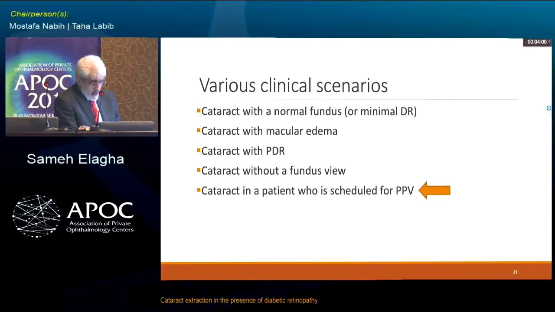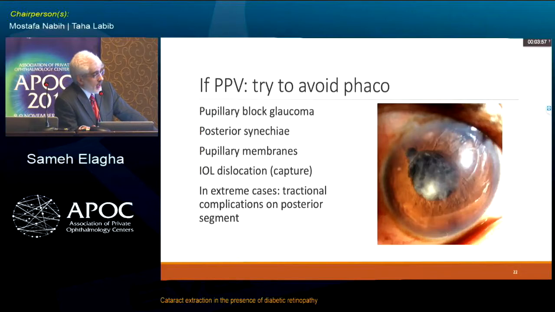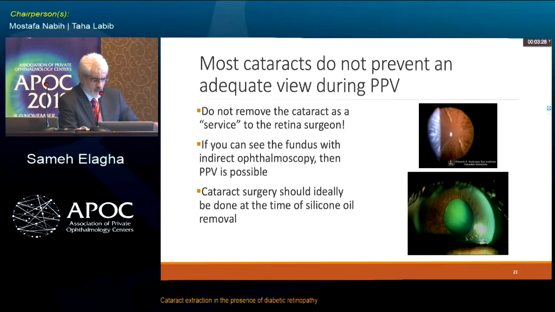نيجي بقى للسيناريو الأخير اللي هو a patient who is scheduled to do phaco with pars plana vitrectomy. Please try to avoid phaco. يعني لو هنعمل vitrectomy we should try to avoid phaco لأنه اتفقنا الناس دول عندهم breakdown of the blood aqueous barrier. ممكن يحصل لهم pupillary block glaucoma, posterior synechiae, pupillary membranes, IOL capture, and in extreme cases, if you're not using silicone oil, you can get tractional complications from excessive fibrin in the posterior segment, although this is quite rare.